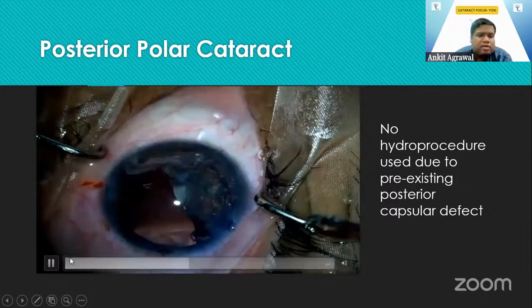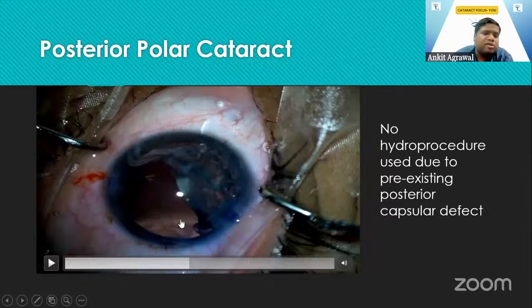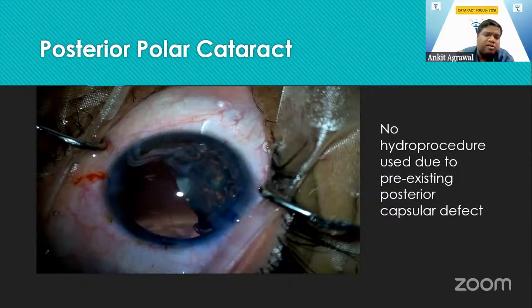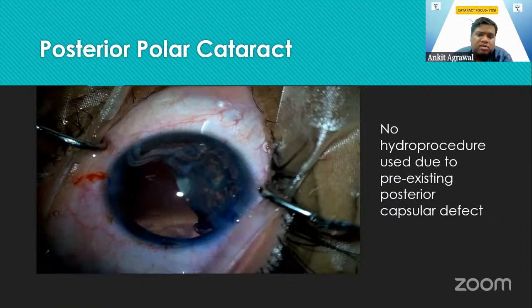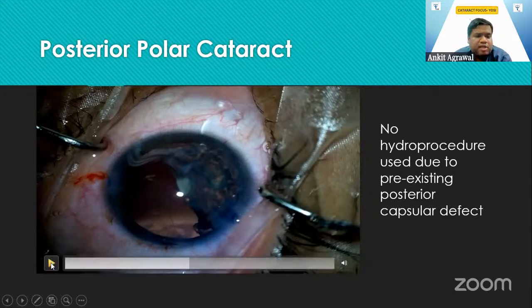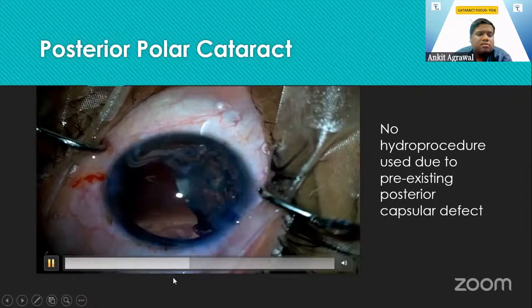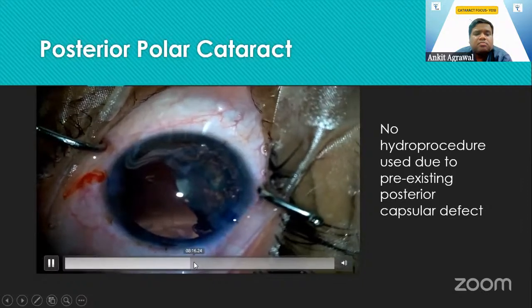Now, if it is visible here to the listeners, can you see a small tear? It's extending from the superior side to the inferior side, about approximately 3 mm thick, and extending along the whole vertical meridian. That is the tear I was talking about. So here I will keep putting viscoelastic behind the cortical matter or the soft nucleus, so that it does not go into the vitreous. And I'll use very low vacuum and low aspiration to eat up all the nuclear matter.